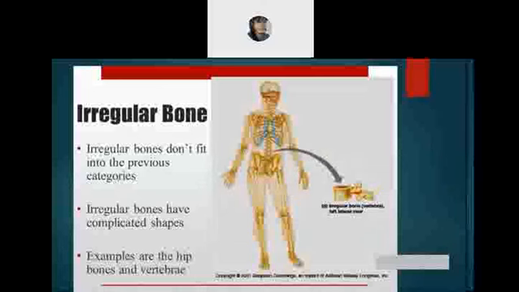Irregular bones have complicated shapes, meaning they are not a convenient shape. They are a bit more complicated compared to the previous bones. Examples of irregular bones are the hip bones and the vertebra.